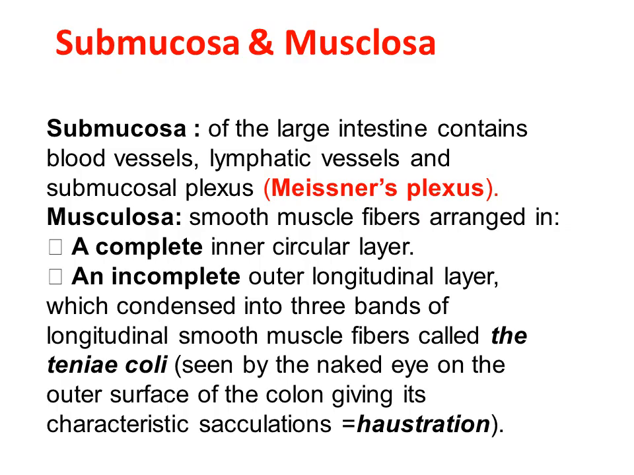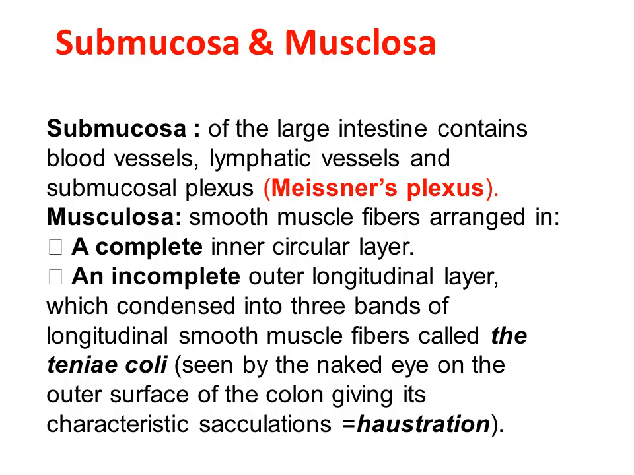The submucosa and mucosa of the large intestine contain blood vessels, lymphatic vessels, and some nerve plexus, the Meissner's plexus. In the muscularis, the smooth muscle fibers are arranged into a complete inner circular layer and an incomplete outer longitudinal layer, which condenses into three bands of longitudinal smooth muscle. They have a characteristic name, called taenia coli. You can see it with the naked eye from outside. That's the three bands around the large intestine.